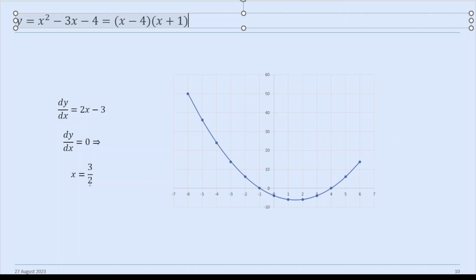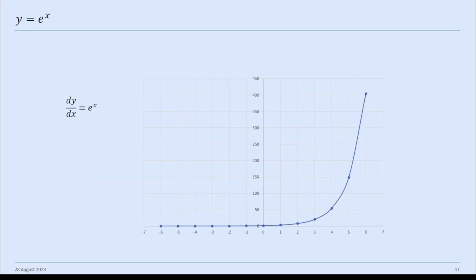What I've done here is also done the derivative. If you haven't done calculus yet, don't worry too much, this is all to come, and it's very interesting. The derivative of x squared minus 3x minus 4 is 2x minus 3. So you set that to 0 for the minimum point, which tells you that x equals 3 over 2, which is just there, 1.5. So once you've got those 4 points, it's pretty easy to just draw a parabola between them.